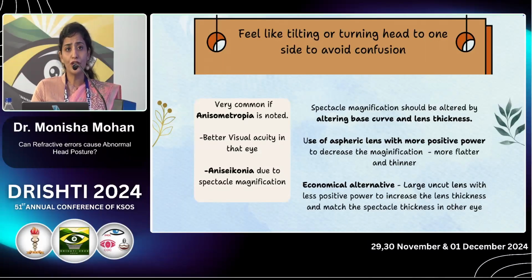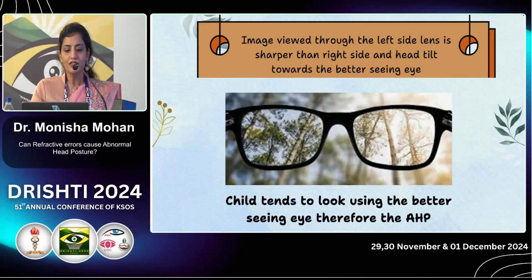And aniseikonia also, when you have a difference in the plus powers, with a high plus in one eye and a lower plus in the other eye, they will have different magnification, and aniseikonia. So that can be altered by giving a different base curve and reducing the lens thickness, using the aspheric lens with more positive power, and the economical alternative would be to use a large uncut lens. So some children tend to look through the better seeing eye, and therefore the AHP occurs.